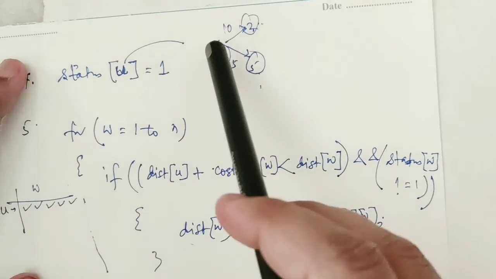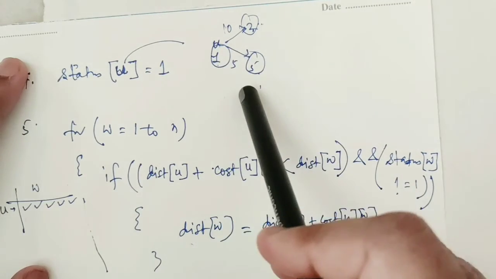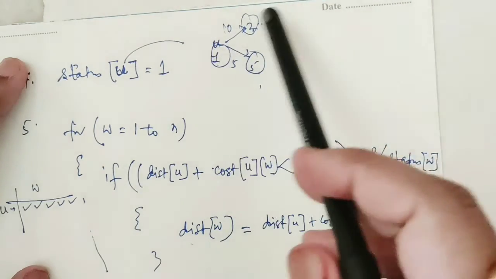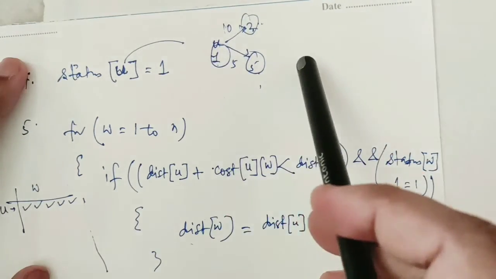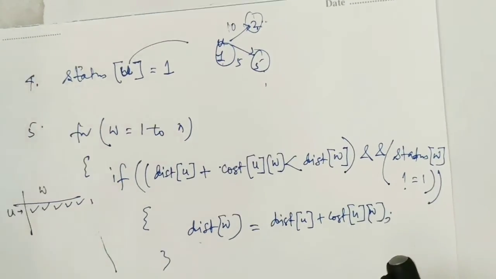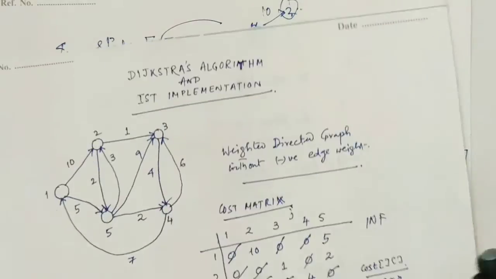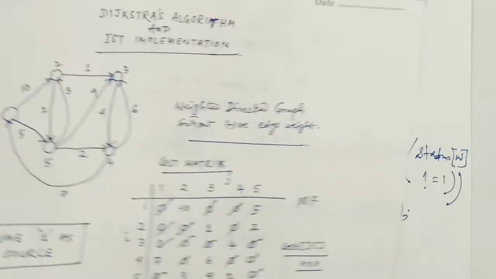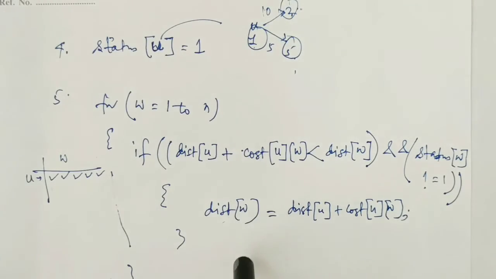This is the relaxation. So for 1 to 2 there will be a checking, for 1 to 5 there will be a checking, for 1 to 4 as there is no adjacency there will be no checking, and for 1 to 3 there should be a checking, but as they are not adjacent, there will be no execution of this block. So in this way you can go for the relaxation.